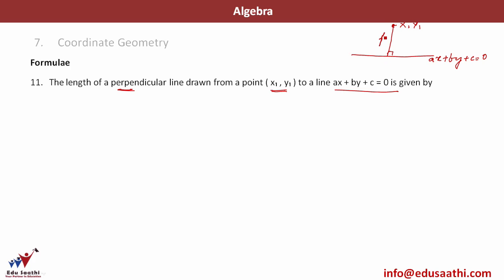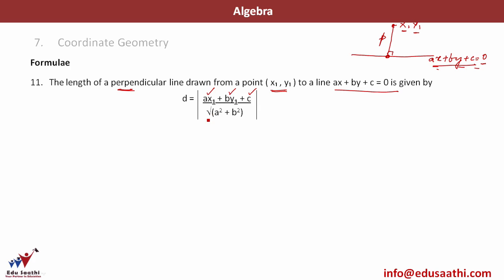This length of the perpendicular I can find out, and it would be given by: you fill this (x1, y1) point into the equation of the line. So it will be ax1 plus by1 plus c. Obviously this will not be equal to 0 because the point (x1, y1) does not lie on the line. Had the point been on the line, it would satisfy the equation of the line, and therefore the distance would be 0. But since this point is not on the line, the numerator that you will get would not be equal to 0.